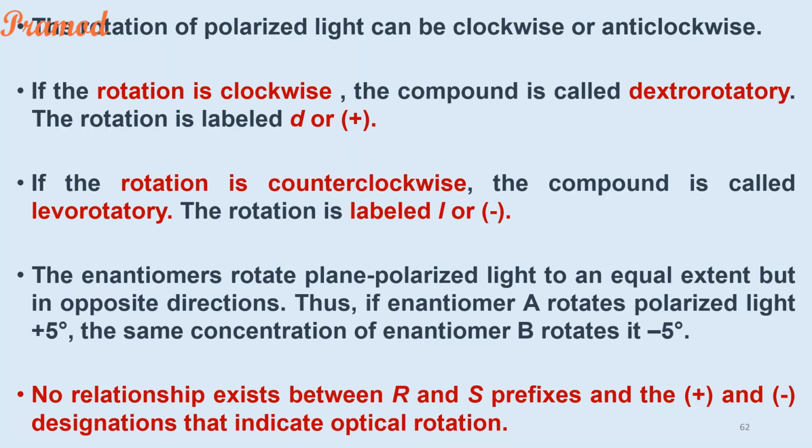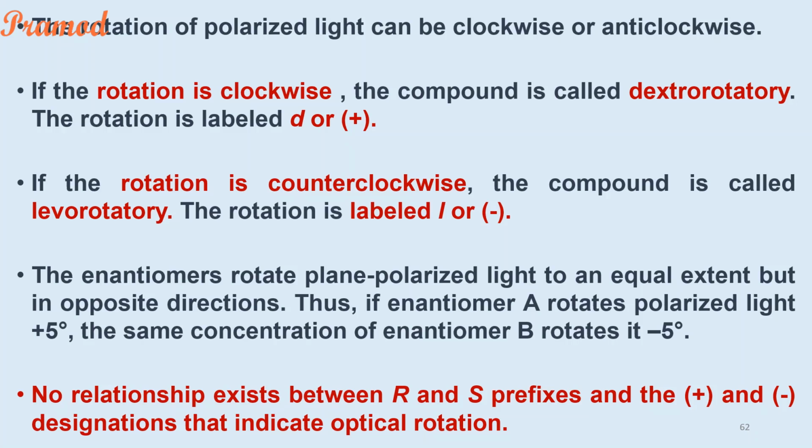Small d and small l represent the rotation of your plane polarized light. If it is towards the right or clockwise direction, it is known as dextro, small d or plus. If it rotates in a counterclockwise direction, it is known as minus or small l, that is known as levorotatory. The enantiomers rotate the plane of light to an equal extent but in the opposite direction. So if one enantiomer rotates to the right-hand side, the other enantiomer will rotate to the left-hand side.